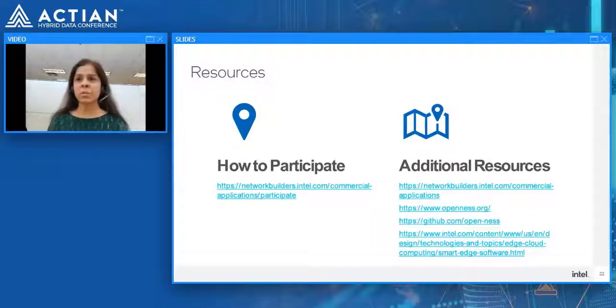So an open invitation once again to everybody to join us in this edge journey. You are already integrated with Actian. Your half the battle is won. Now you have to optimize for OpenNESS, and we can rock and roll together and monetize at the edge.